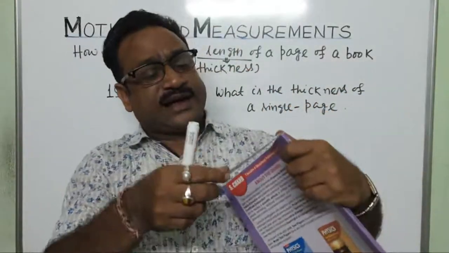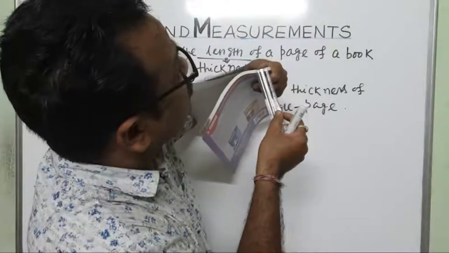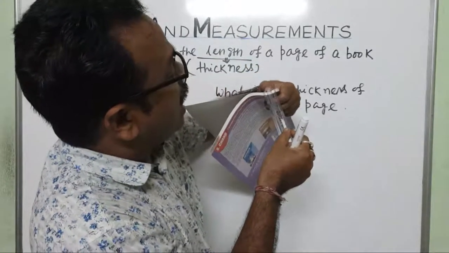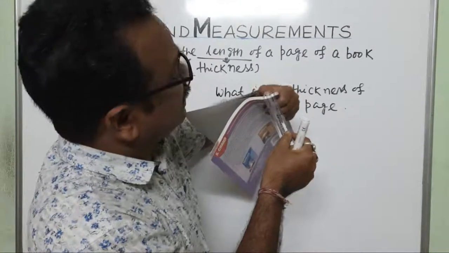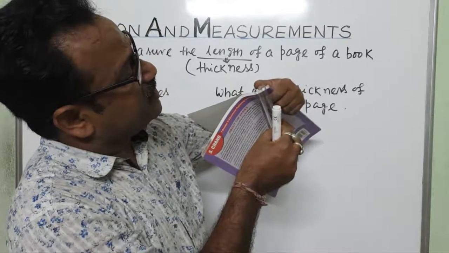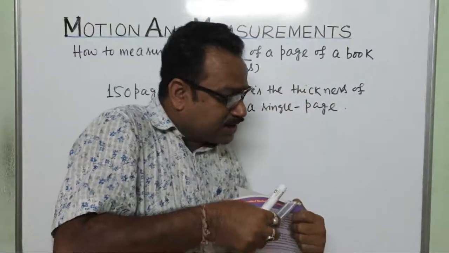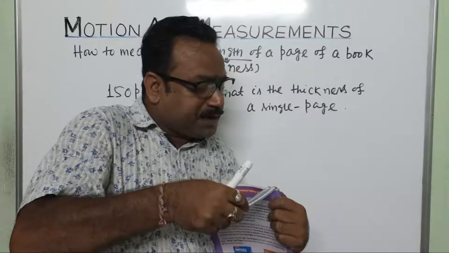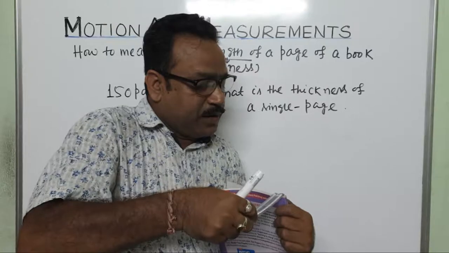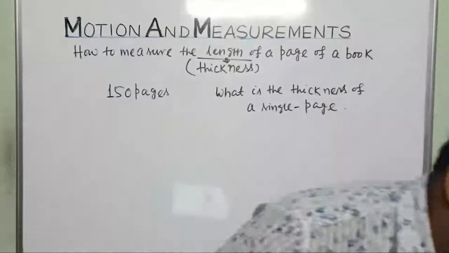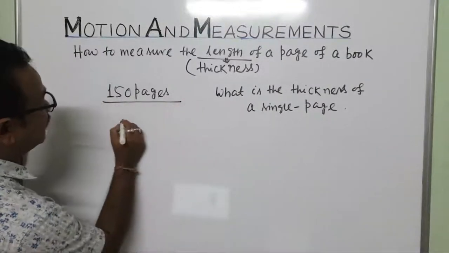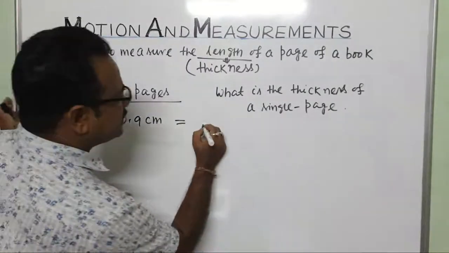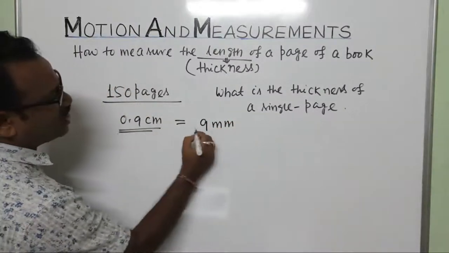Using the scale, let me see it clearly, what is coming. This is coming 0.9, total for 150 pages. 0.9 centimeter. So 0.9 centimeter means how much? This is 9 millimeter. 0.9 centimeter is equal to 9 millimeter.